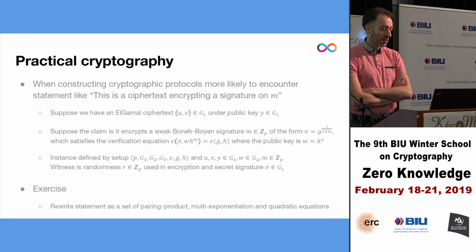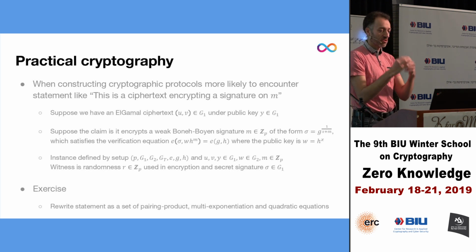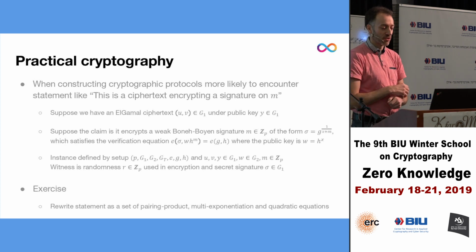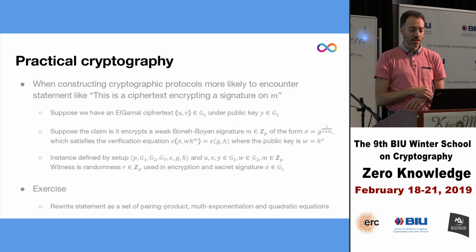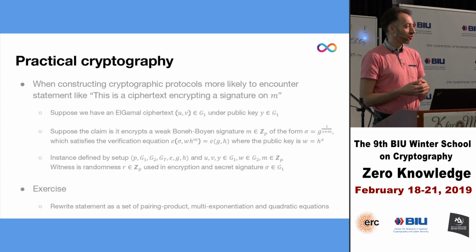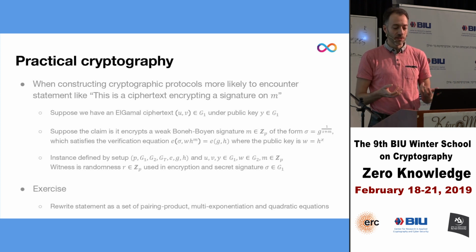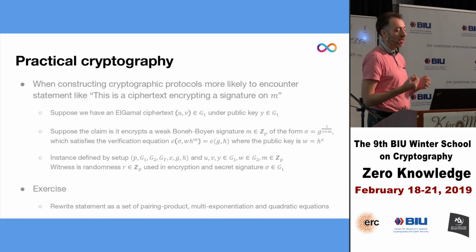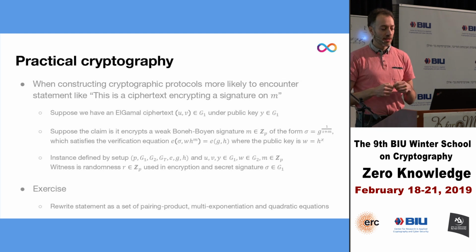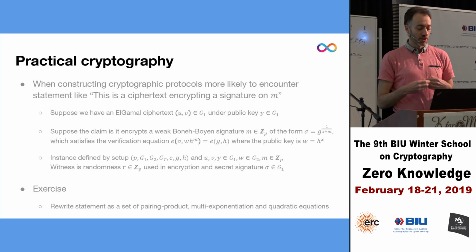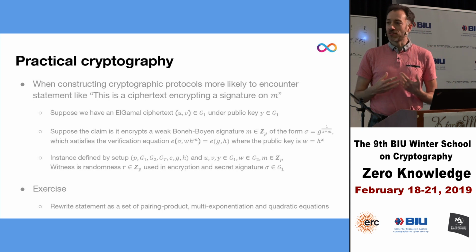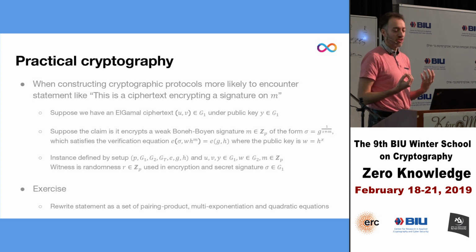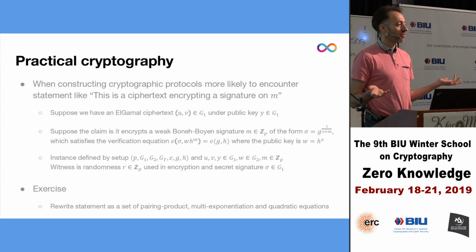So if you have the claim that this ElGamal ciphertext encrypts a Boneh-Boyen signature on this message m, you have an instance that can be described with all these group elements: u, v, the ElGamal ciphertext, the ElGamal public key, the signing public key, and the message m. The witness is then the randomness used in the ElGamal encryption. That is not something that's known to the verifier. And the verifier also doesn't know the secret signature because, well, it's encrypted.